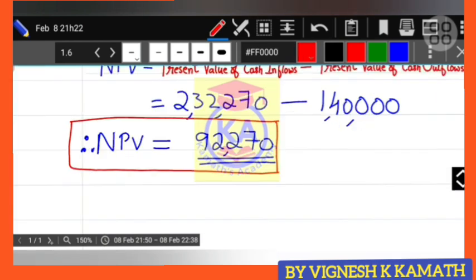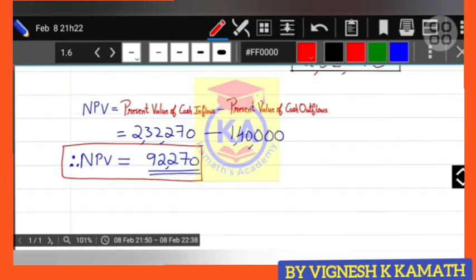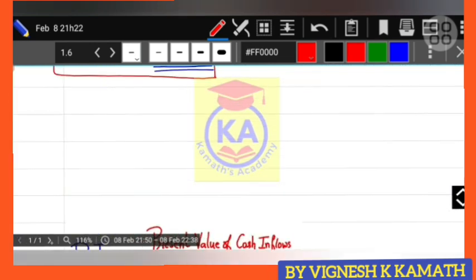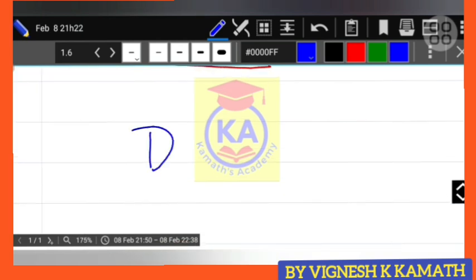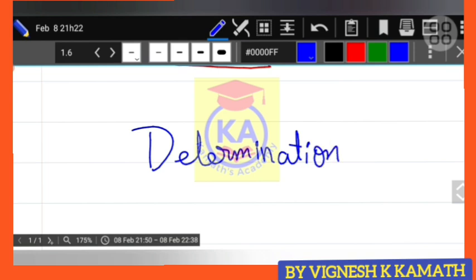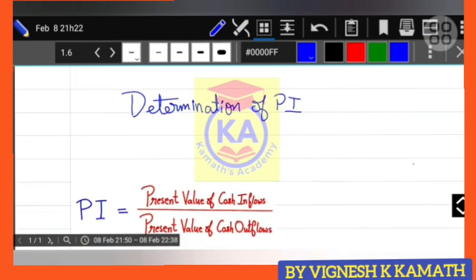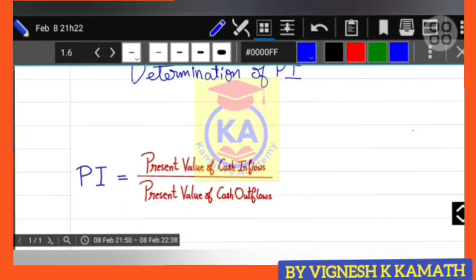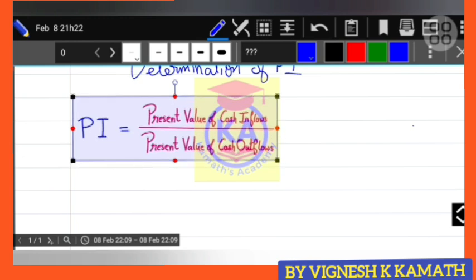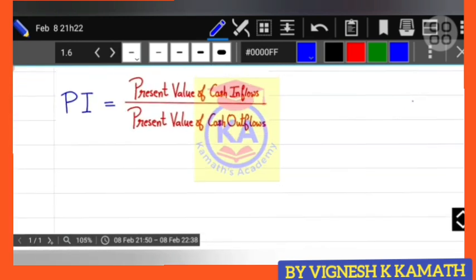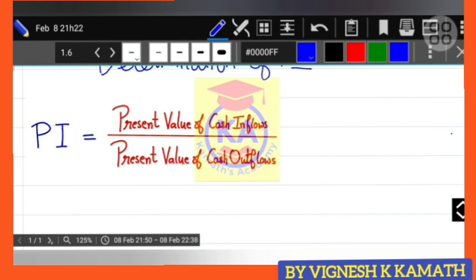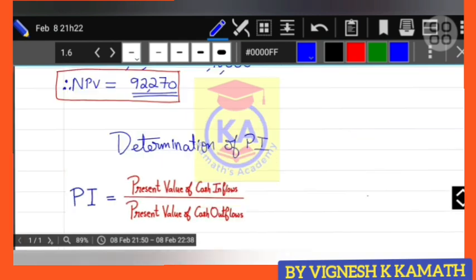Now we have to solve for the profitability index, right? For the profitability index, you have to put a heading again, determination of PI. Then you have to put the formula. No need to draw the table again. The same table will be sufficient for both. Present value of cash inflows divided by present value of cash outflow is the formula for profitability index, right? The same table can be used here also.